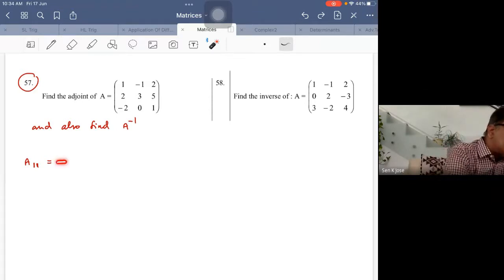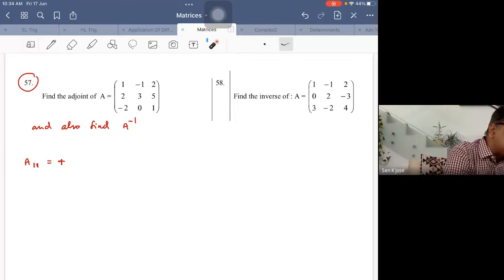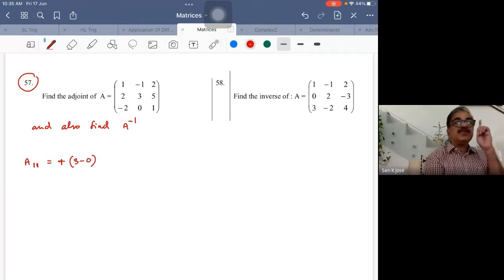So I have a plus sign first. I was going to write minus for some reason, but minus 1 to the power of 1 plus 1 makes it plus. So plus of its minor. What's the minor of this element? This is the element. Delete the row and the column it contains, cross multiply. 3 into 1 is 3 minus 0. So you know how you evaluate a determinant. The difference is we don't pick up the element. It's plus of 3 minus 0. Only the minor. See, the position sign with the minor is called a cofactor. Plus of the minor. So it is 3.